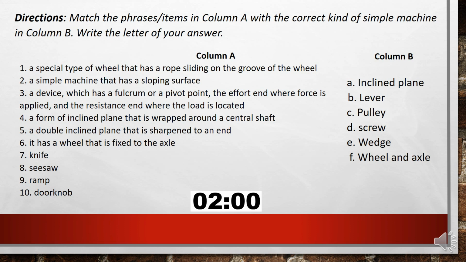Number 4, a form of inclined plane that is wrapped around a central shaft. Number 5, a double inclined plane that is sharpened to an end. Number 6, it has a wheel that is fixed on an axle. Number 7, knife. Number 8, seesaw. Number 9, ramp. Number 10, doorknob. I'll give you 2 minutes to finish the activity.